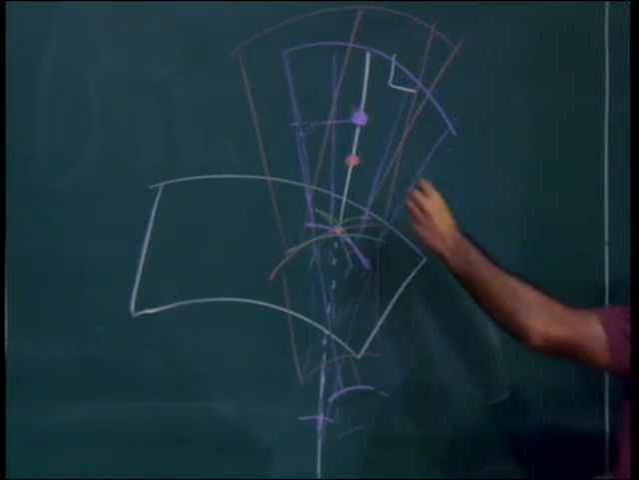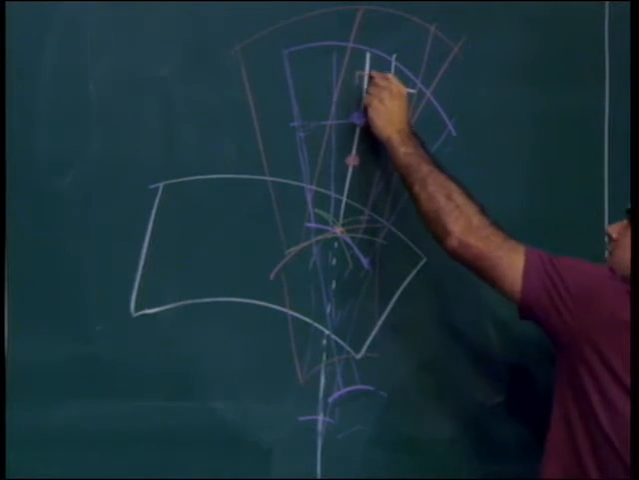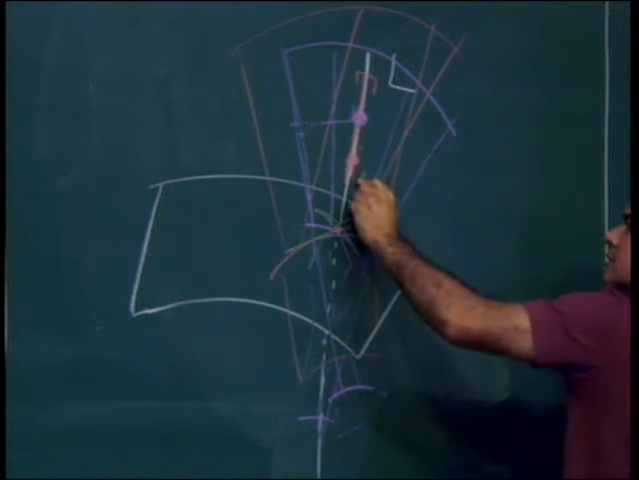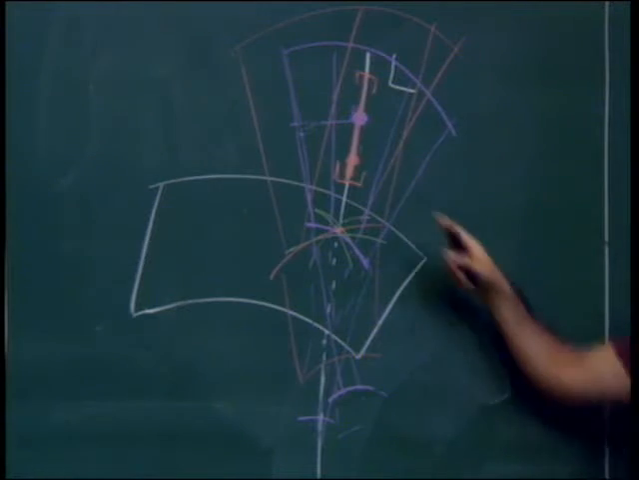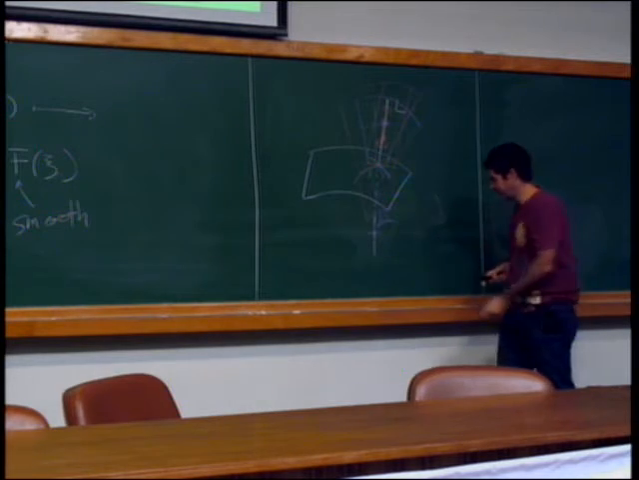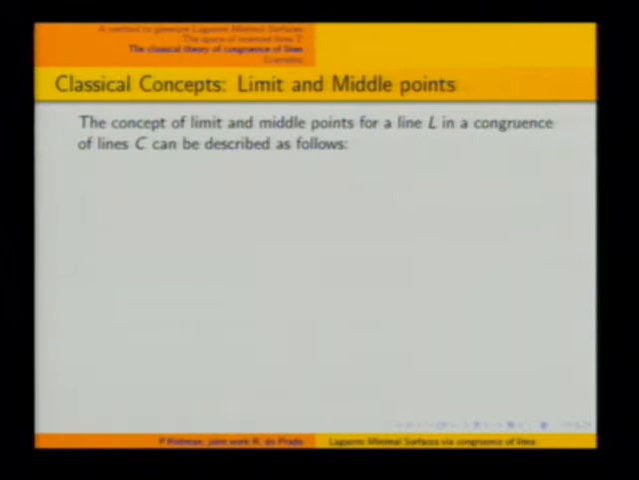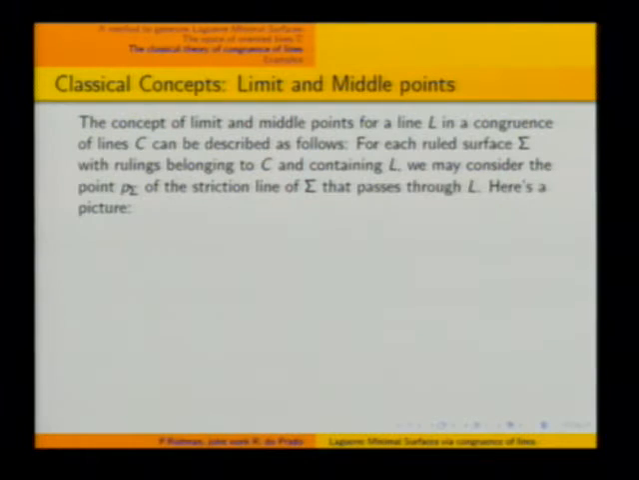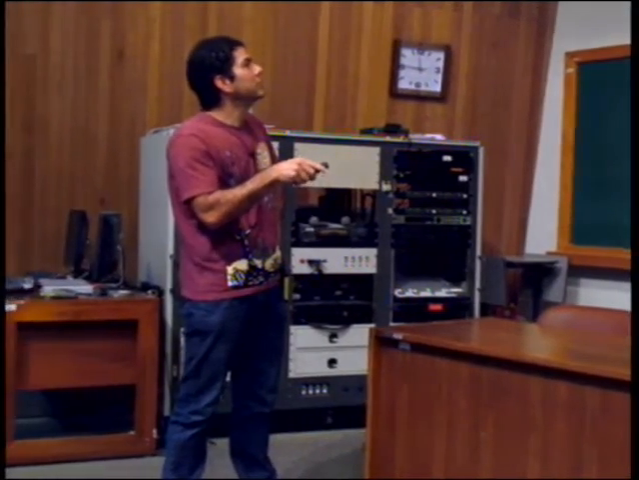Then, in general, the family of these points is a segment, right? And the extremities of this segment are called the limit points, and the middle is called the middle point. So I hope it's clear. Yeah, that's basically what I tried to explain. And the picture, well, it's that picture, basically.